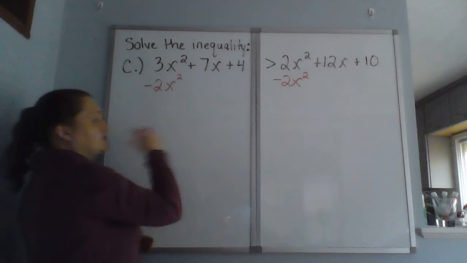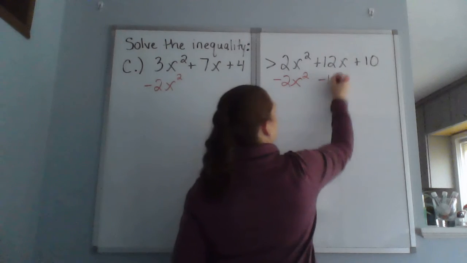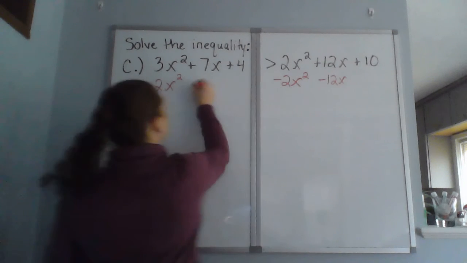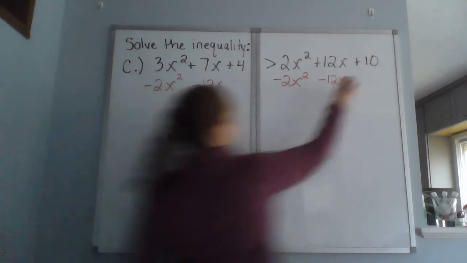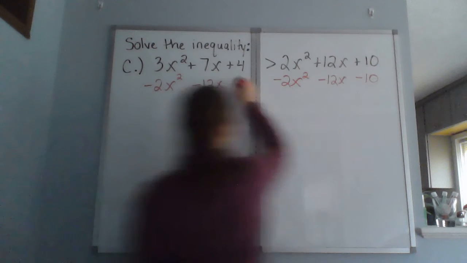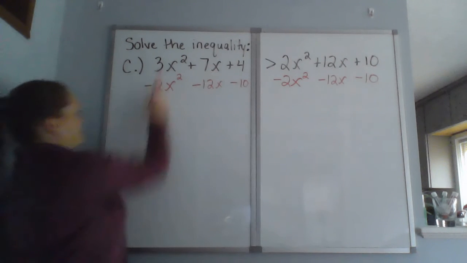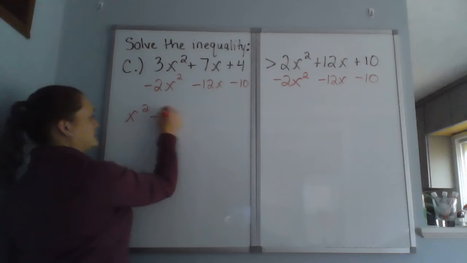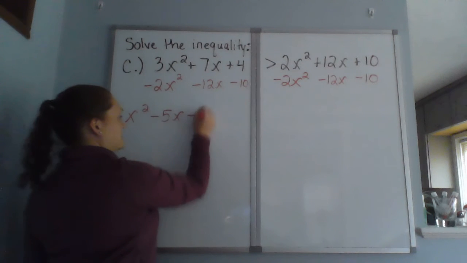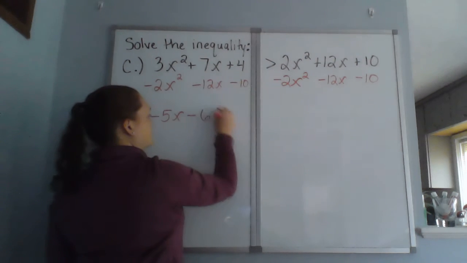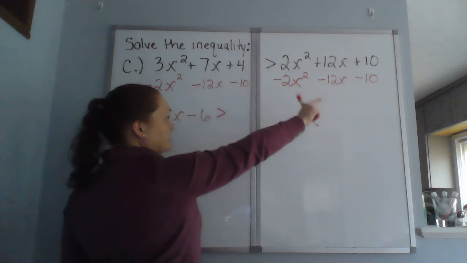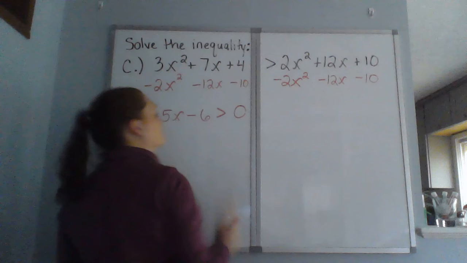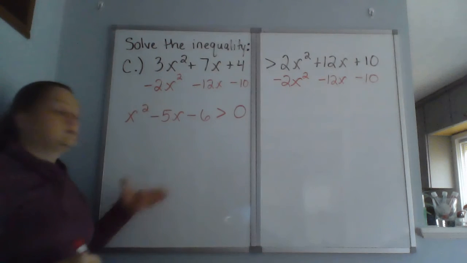Okay, so I'm going to subtract over the 2x squared, subtract over the 12x, and also subtract over the 10. And that's going to give me an x squared, a minus 5x, and a minus 6. The inequality was a greater than symbol, and then the right-hand side, everything cancels off, and I'm left with a 0. All right. Now this will solve by factoring.